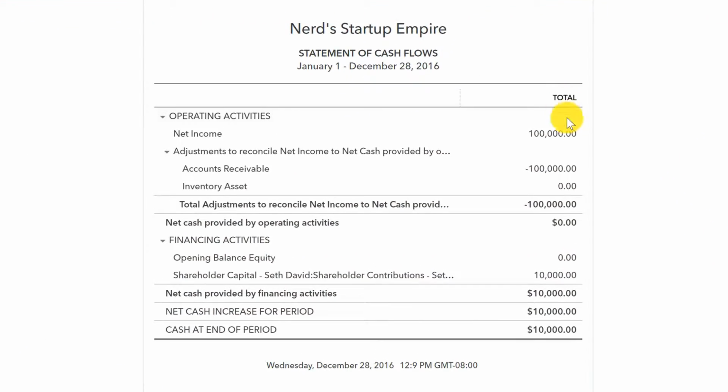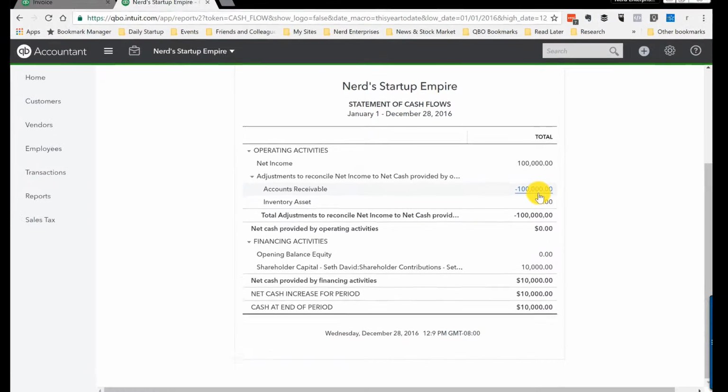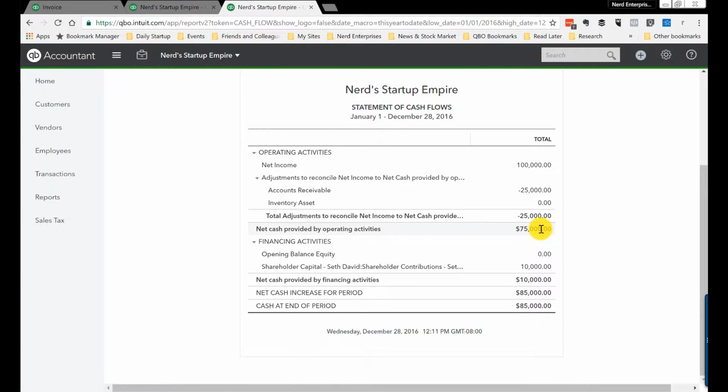So look what happens. It says I've got $100,000 in net income, but I haven't received any money yet. It's all in accounts receivable. And you take that plus the $10,000 I contributed, and that's how we wind up with $85,000.